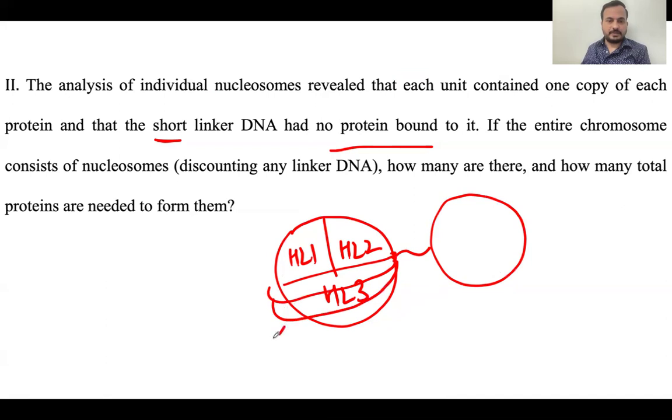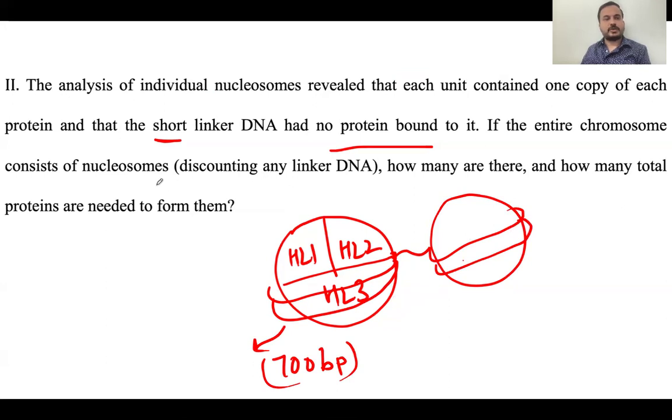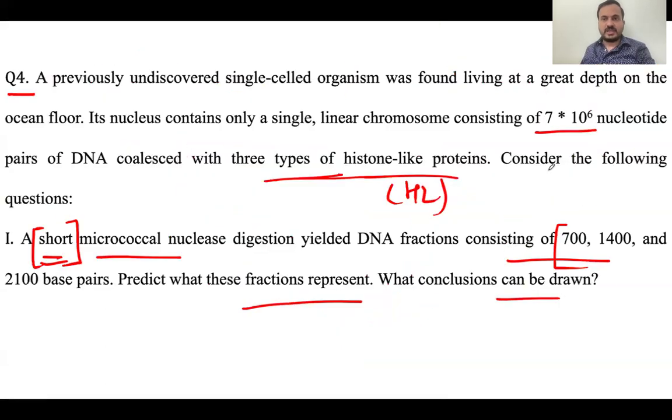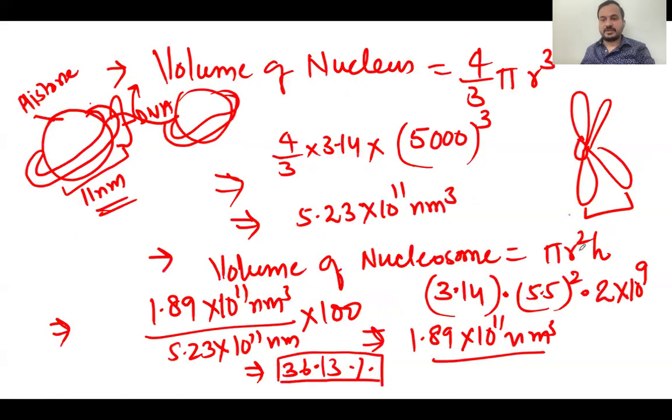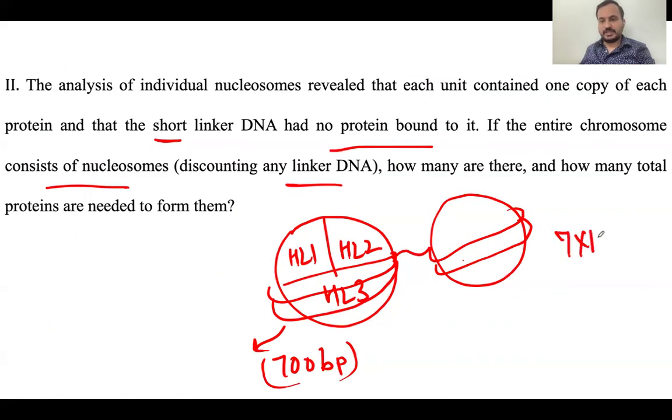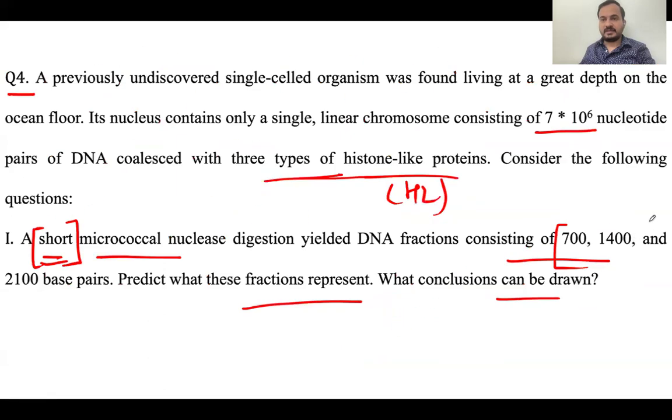This wrapped one is 700 base pair. This is going to be the same for all the nucleosomes. If the entire chromosome consists of this nucleosome-like structure, which is a complex of DNA and histone protein, and they are discounting any linker DNA, how many are there and how many total proteins are needed to form them? Interesting. So the length of the DNA which is given is 7 into 10 raised to the power 6 base pair.